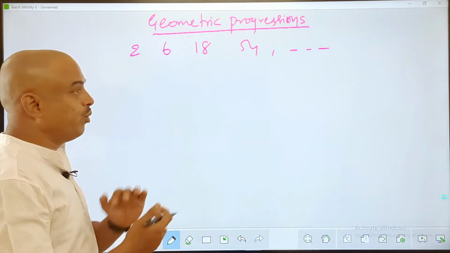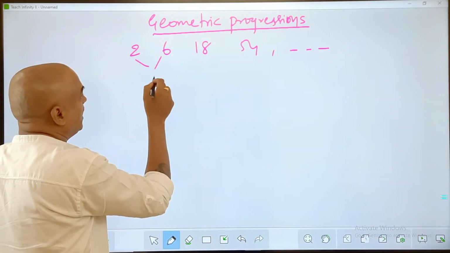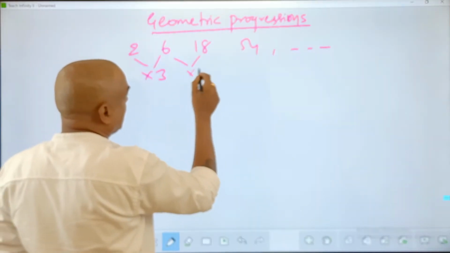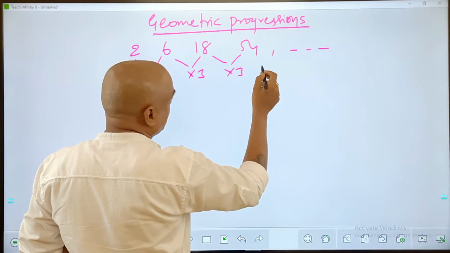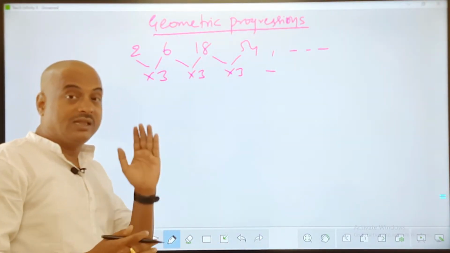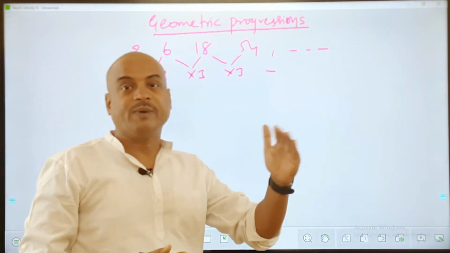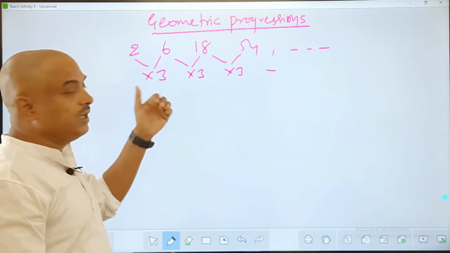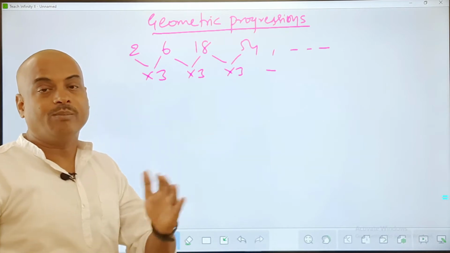Now look at this, all of you, what is happening? It is getting multiplied by 3. Now this series, we call it geometric progression. Earlier in AP, that was an increase or decrease by a constant value. Here, you multiply or divide by a constant value.